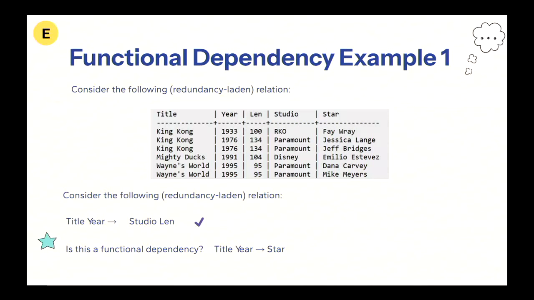Yes. So the counter example is for King Kong. Actually, we can see the second and third lines or rows. The title and year are the same, but the stars are different. So this one is not a functional dependency.